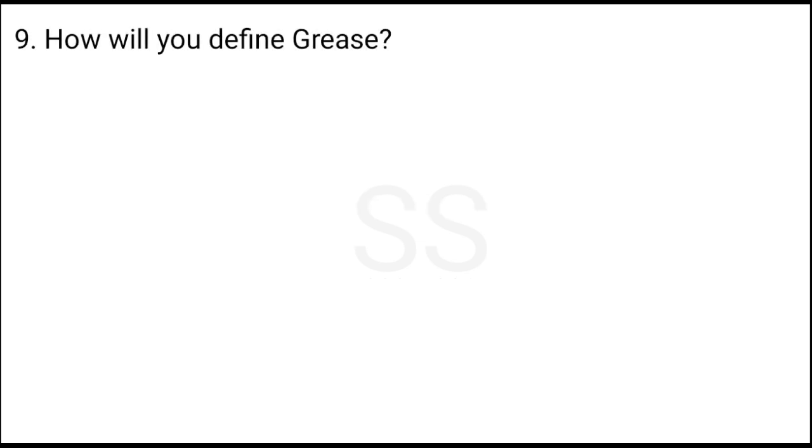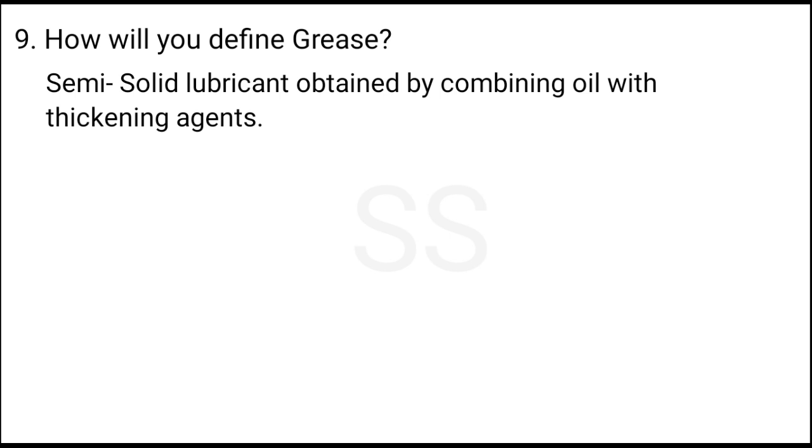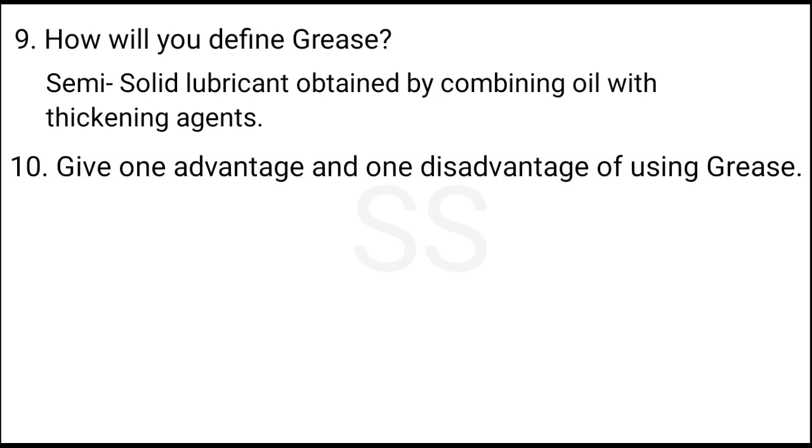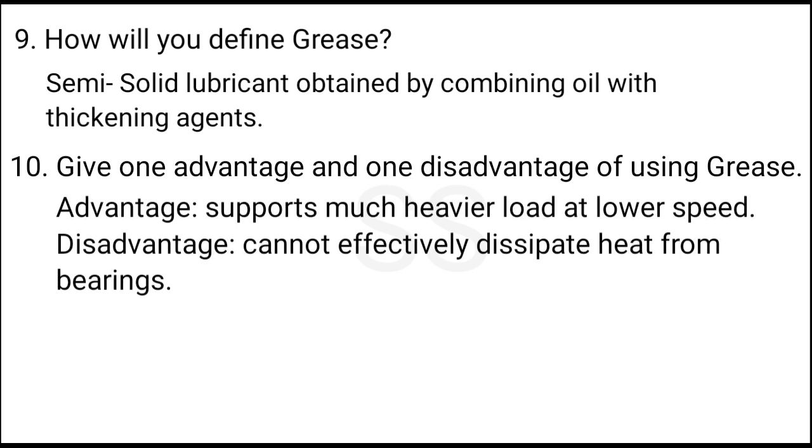How will you define grease? Grease can be defined as any semi-solid lubricant obtained by combining oil with thickening agents. Give one advantage and one disadvantage of using grease. One advantage of using grease is that it can support much heavier load at lower speed. One disadvantage of using grease is that it cannot effectively dissipate heat from bearings, therefore works at relatively lower temperature. Internal resistance of grease is much higher than that of lubricating oil. Therefore, it is better to use oil instead of grease.